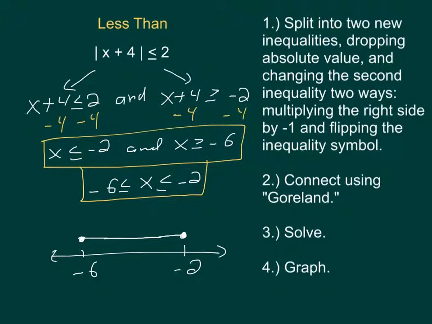So for absolute value inequalities, we split them up. We make the right side negative. And we flip the inequality symbol in that inequality on the right. Then we solve and graph, connecting them with and or or based on Gore Land.